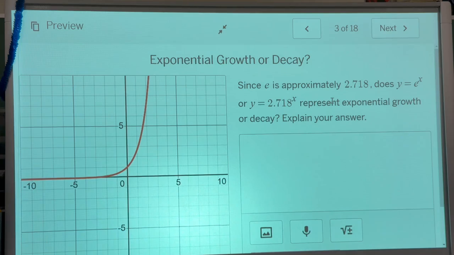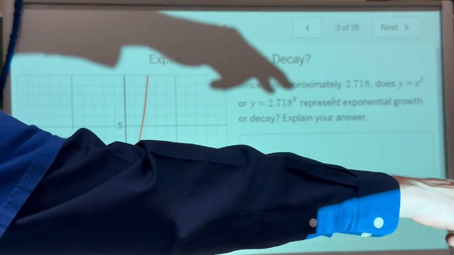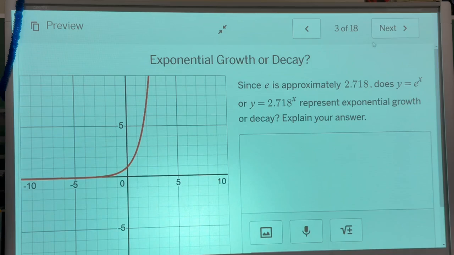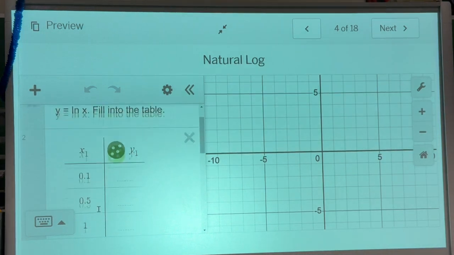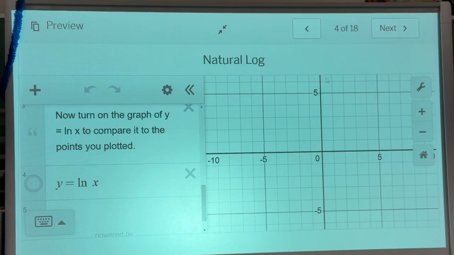Since e is approximately 2.718, does y equals e to the x or y equals 2.718 to the x represent exponential growth or decay? You can look at the graph to explain it. You could describe it based upon the size of the base. We learned about what is growth and what is decay. Now you're going to do the same thing for natural log of x, ln 0.1, ln 0.5. Turn it on, see if you get it right.